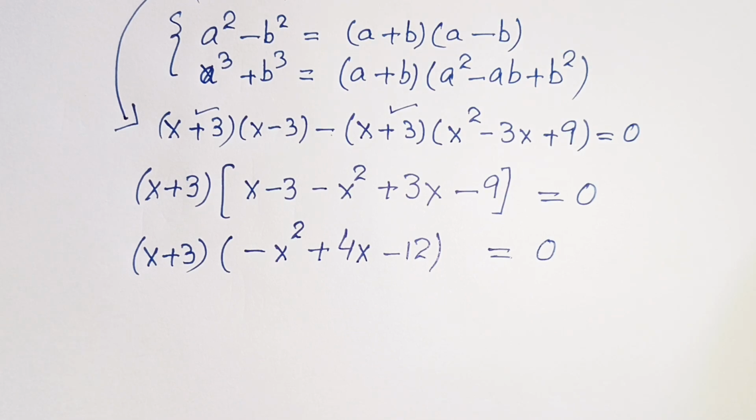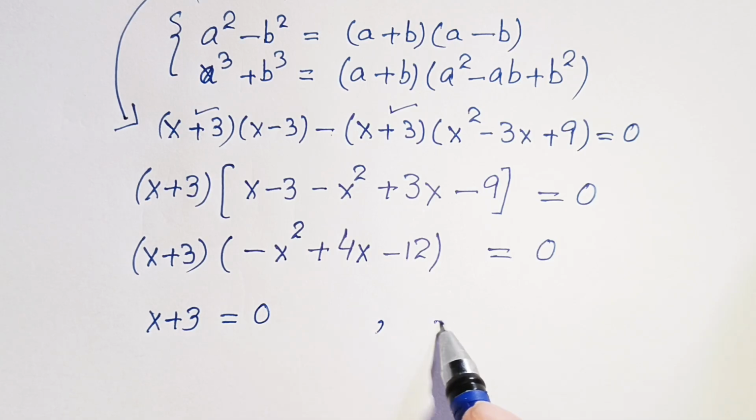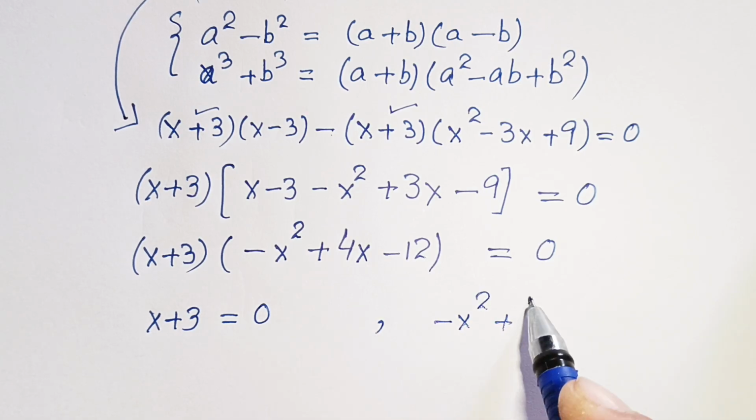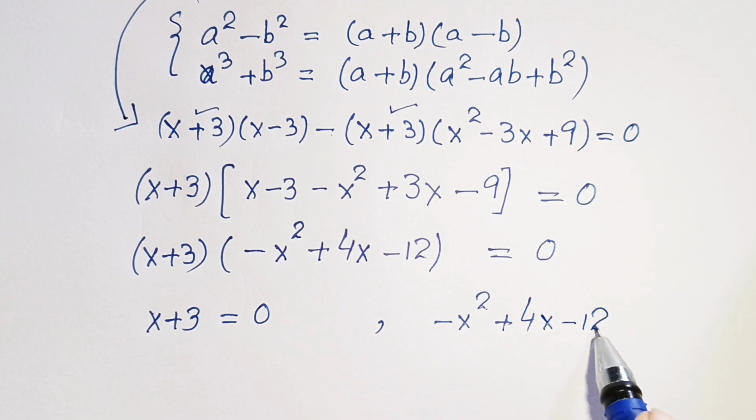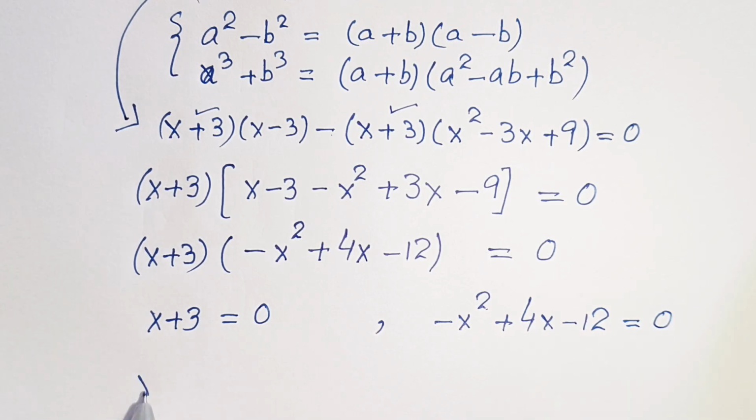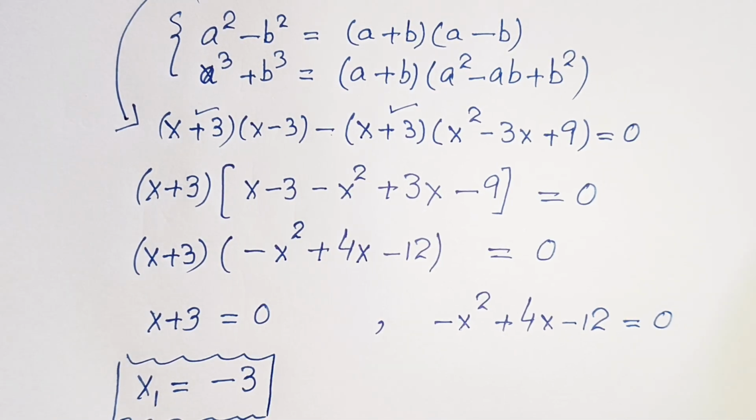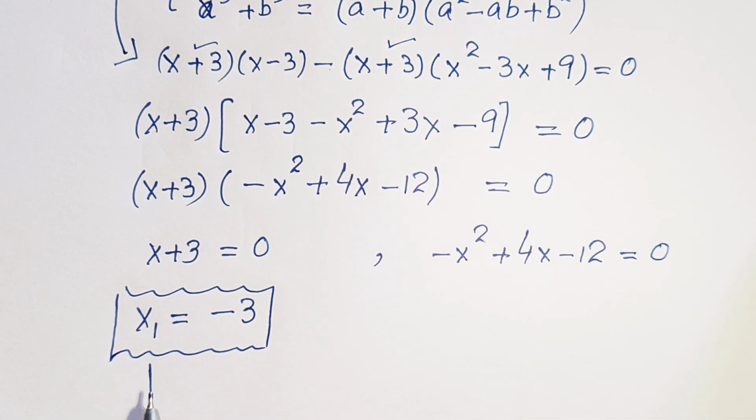Now we have two possible cases: the first factor x plus 3 is equal to 0, and the second is minus x squared plus 4x minus 12, which is also equal to 0. So here x is equal to, shifting plus 3, we get minus 3. It is our first value of x, which is x1, and it is a real solution.